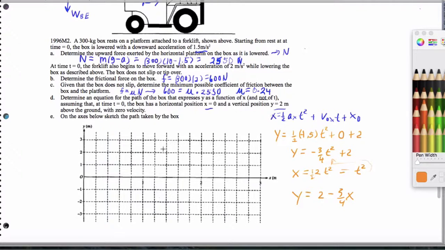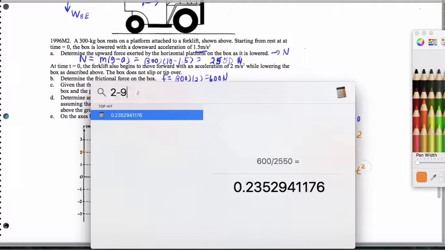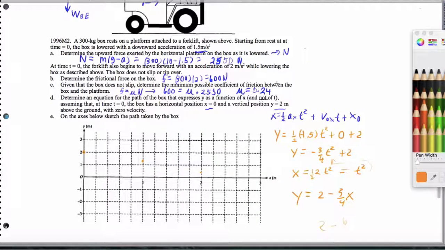So that's my slope. Basically, I start off at a height of 2. And then for each second, I'd love to go over 4 and then down 3, but that's not going to happen. So at 1 second, I'm actually at 1 and 1/4. At 2 seconds, it's 2 minus 6/4, so I'll be at about a half. And at 3 seconds, that's 2 minus 9/4, so I'll be at negative 1/4 after 3 seconds.